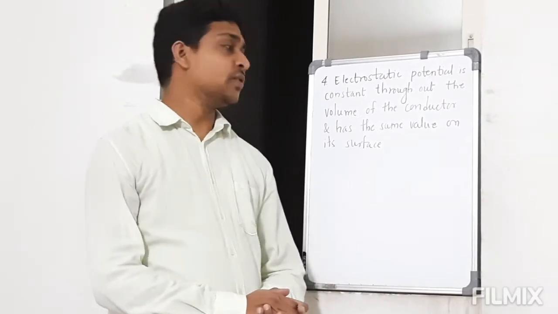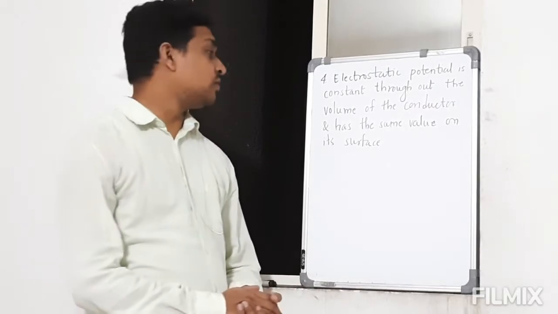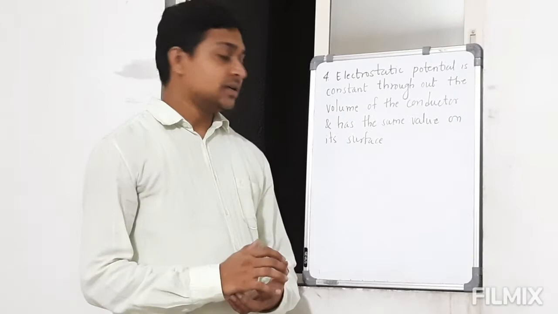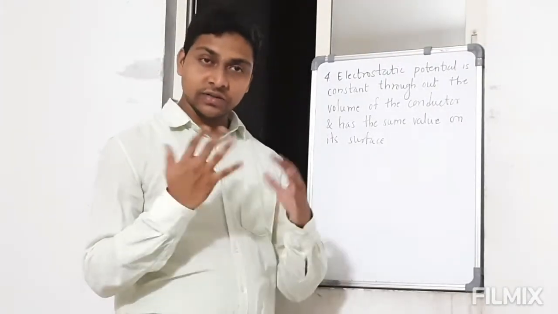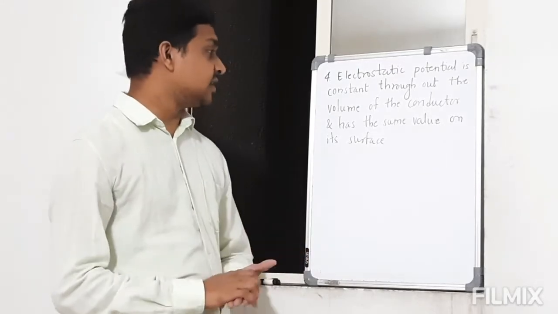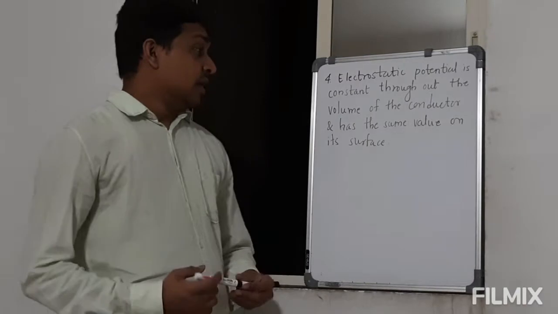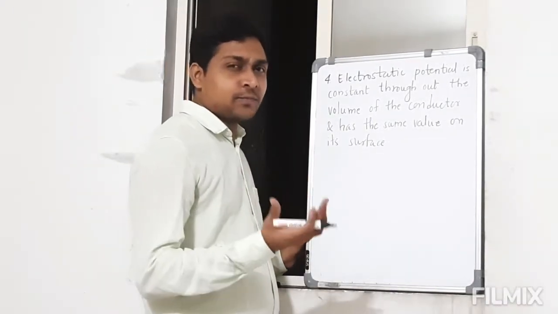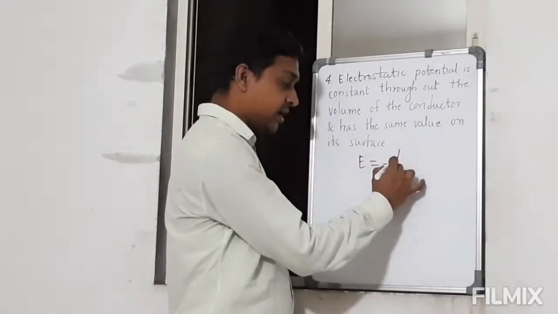Next, property number 4: the electrostatic potential is constant throughout the volume of the conductor and has the same value on its surface, meaning inside the conductor and on its surface the potential is constant. This property we can explain again using the relation between electric field and electric potential, which we already discussed, that is E is equal to minus dV by dr.